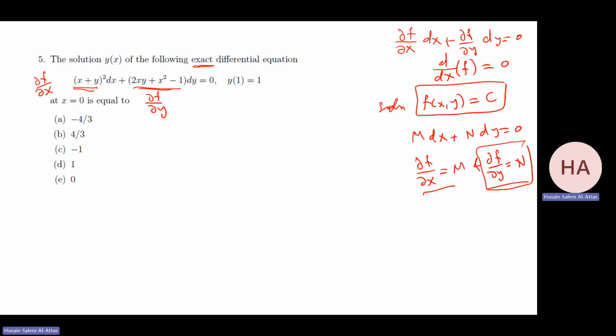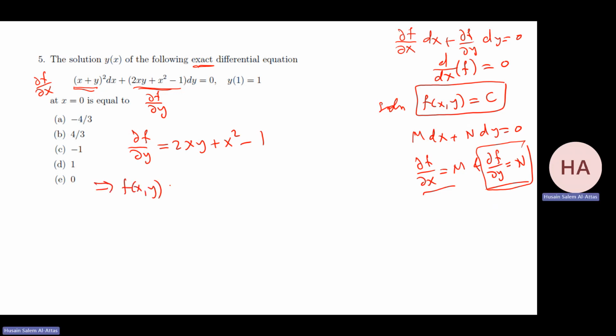I think it will be easier, or both are okay. Now partial f with partial y is 2xy plus x squared minus 1. That's the meaning of it. So what will be f? F of x and y.